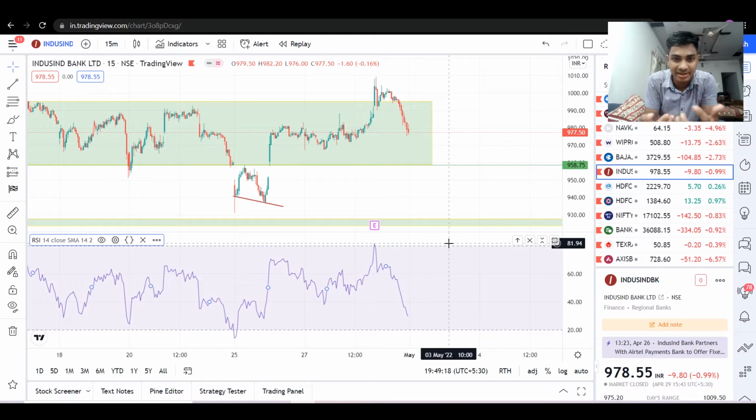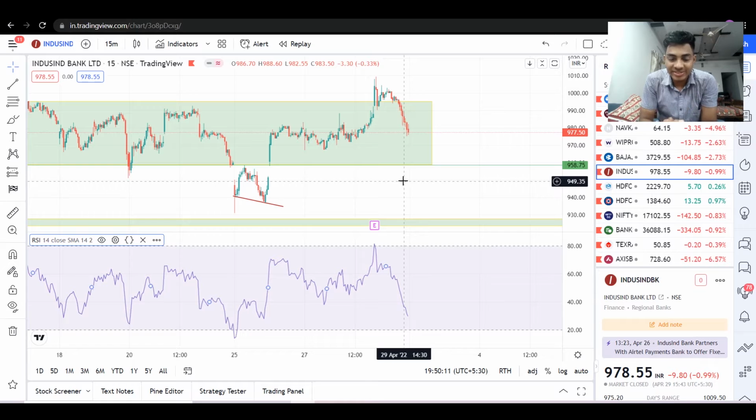You can't just trade based on overbought and oversold conditions. In order to improve the prediction, we are going to apply divergence. So let's move on to the first type of divergence, that is the bullish divergence.